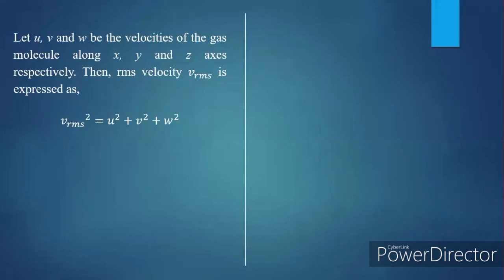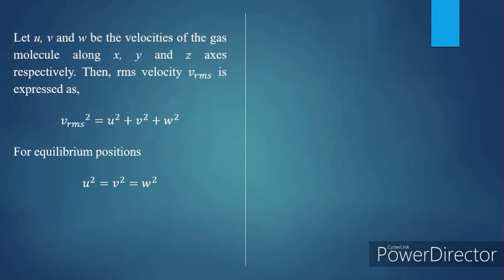V RMS square is equal to U square plus V square plus W square, where U is the velocity along X axis, V is the velocity along Y axis, and W is the velocity along Z axis. On the right hand side we have 3 by 2 kT. On the left hand side we have half M V RMS square, which is of the form of kinetic energy. The system is in thermal equilibrium.